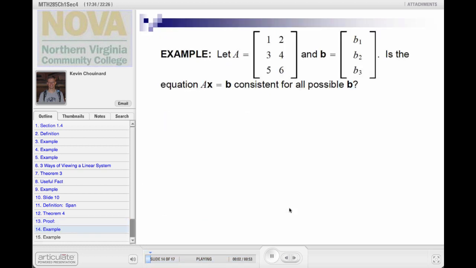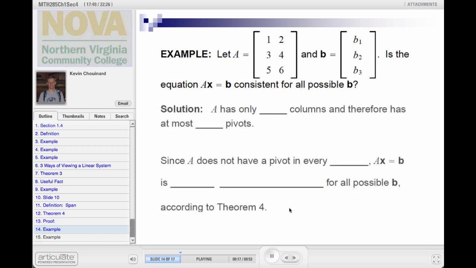Here's another example. Suppose A is the matrix that you see here, 1, 2, 3, 4, 5, 6, and suppose that B is the vector B1, B2, B3. Is this system consistent for all B? Well, it's not going to be consistent, and here's why.